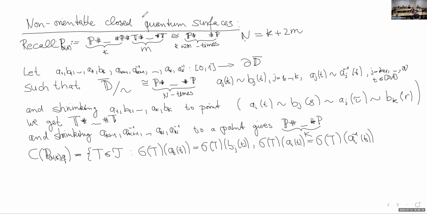So for all J runs from 1 to K, I runs from K plus 1 to N. And T is a fixed parameter in the interval. So now we define all our closed quantum surfaces.